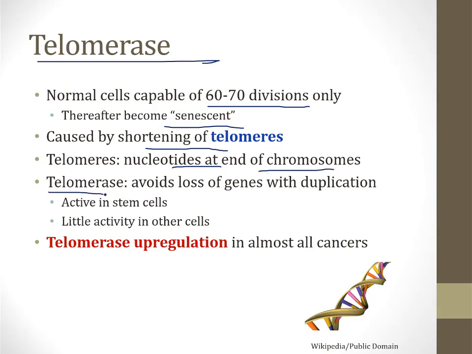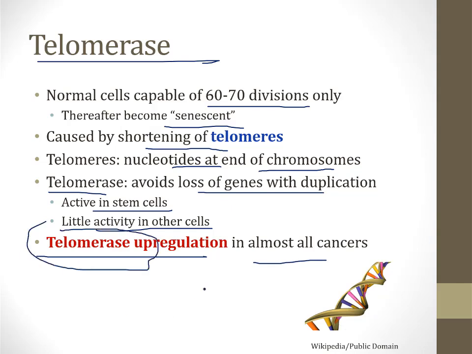The enzyme telomerase avoids the loss of genetic material with duplication, and this stabilizes the telomeres. And this enzyme is active in stem cells so that they can continually divide to replace other cells. In other cells that are not stem cells, there's very little activity of the enzyme telomerase. It turns out that in almost all cancers, this enzyme is upregulated for reasons that are poorly understood. But for the point of your board exams, you should understand that cancer cells need telomerase if they want to keep dividing indefinitely and not become senescent after a certain number of cell divisions.